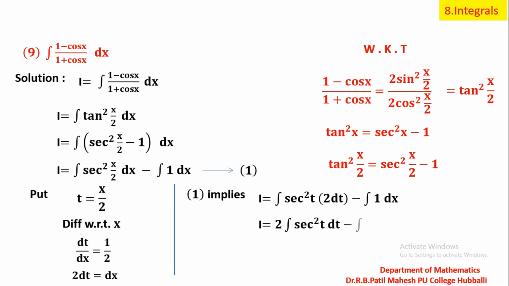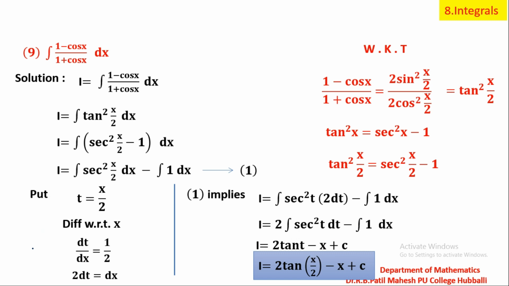So taking 2 outside the integral, integration of secant square t dt minus integration of 1 dx, and you know now you got integration of secant square t, that is tan t, and integration of 1 with respect to x, that is x. Students, not yet completed, still you need to replace the t value, so that it will be 2 tan t, and replacing t, which is nothing but x by 2, minus x plus c is your answer.